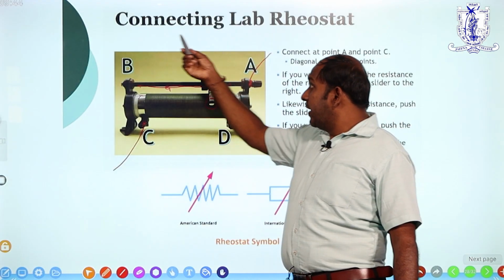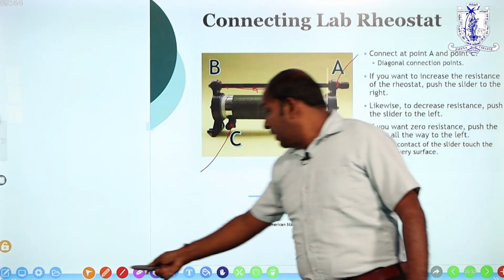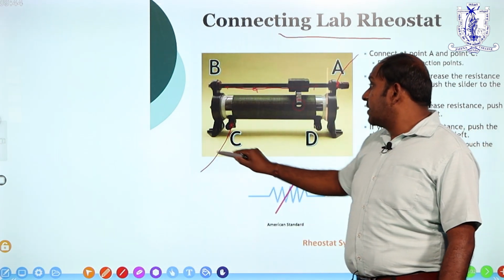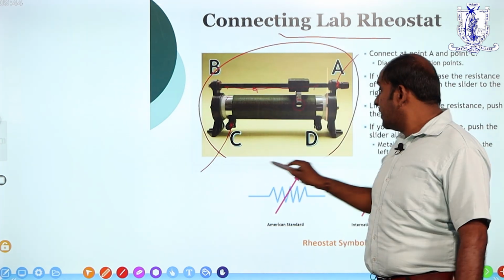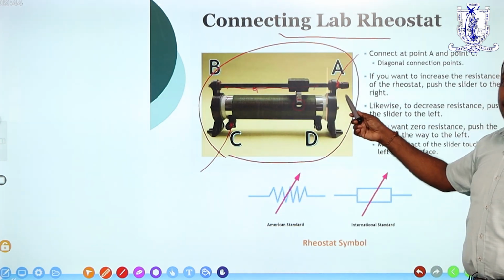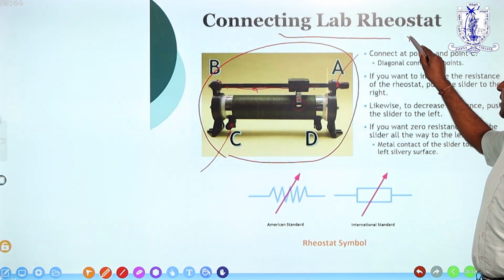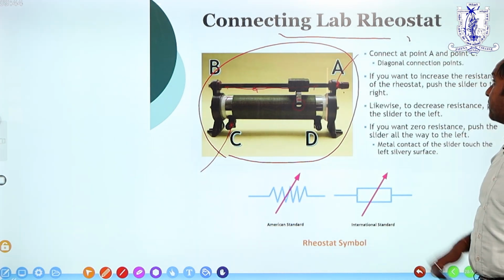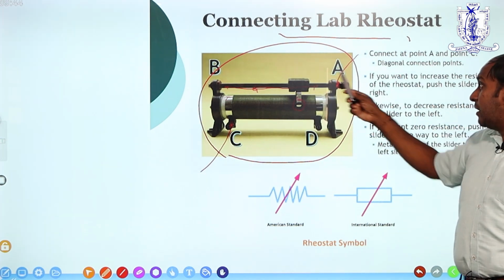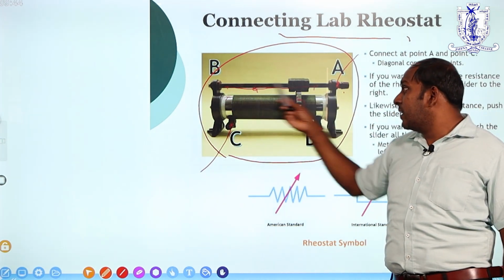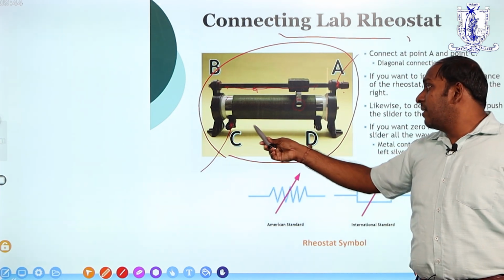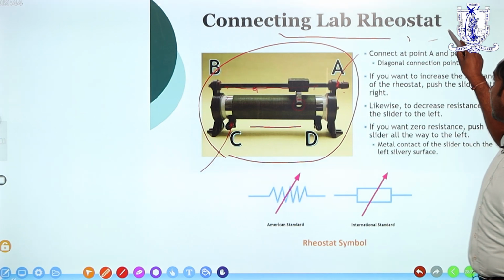Now, the experiment of Ohm's law, the important part, the rheostat. This is a rheostat. The symbol of the rheostat means some type of resistance. There are different types of resistance also. This is a rheostat. And in the lab experiment, how to connect this rheostat. The very important thing is the rheostat is a variable resistor, and the resistance is also varied.